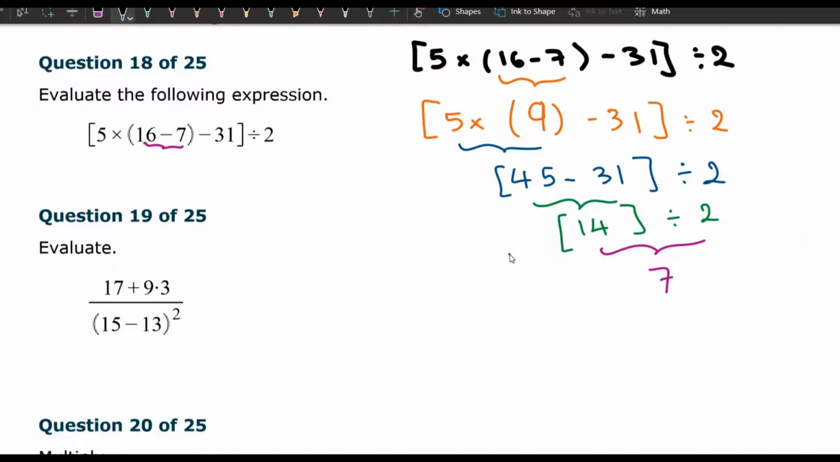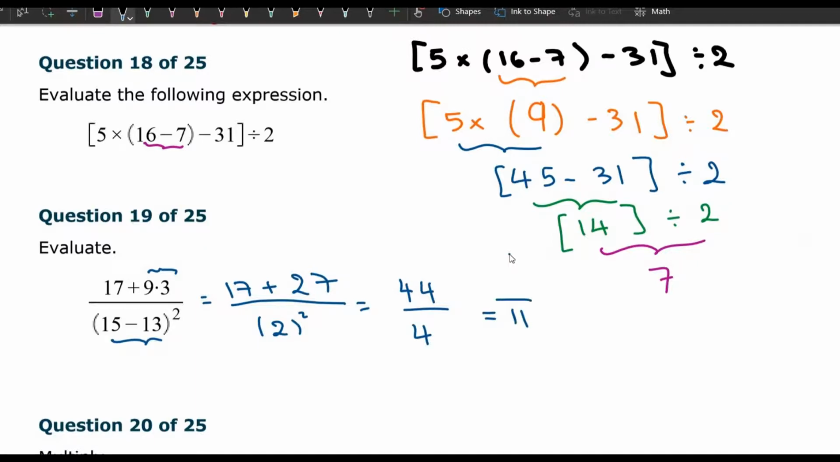Alright, so we go to number 19. We're going to work on the numerator. 17 plus 9 times 3 is 27. At the bottom, we have 15 minus 13, that would be 2 squared. So 17 plus 27 will be 44, divided by 2 squared, which is 4. That will give you 11. Number 19, the answer is 11.